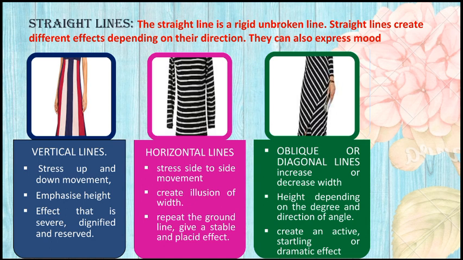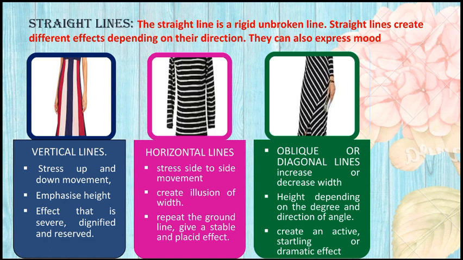We just discussed more formal wear, the more vertical lines it has. Horizontal lines, they stress side to side movement and create an illusion of width. So agar you have somebody who is a fatter or healthier side, you make use of vertical lines. If a person is very thin and slim, we make use of horizontal lines. And they repeat the ground line, give a stable and the placid effect.